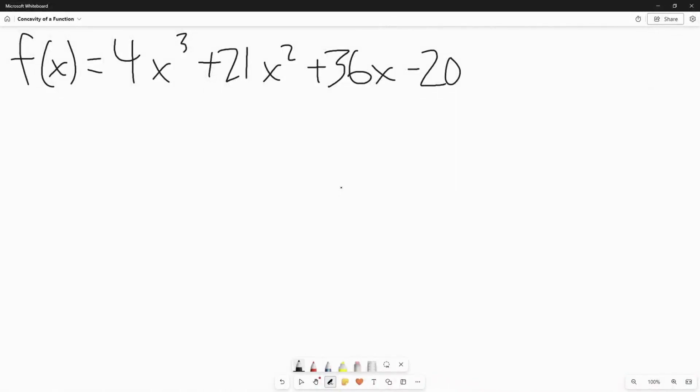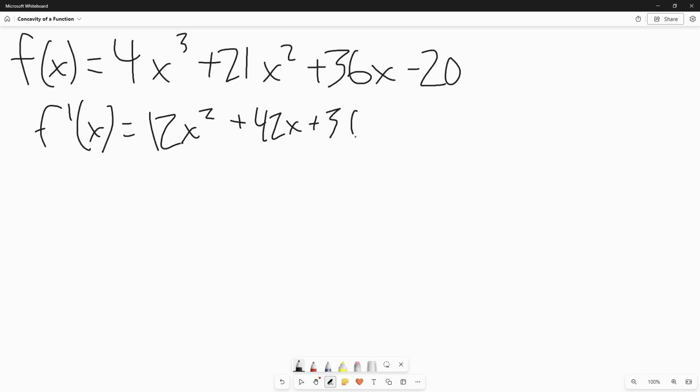So first, let's do an example so you really know what the steps are to determine the concavity of a function. The first step is to look at the function and find the second derivative of it. So f prime of x is equal to 12x squared plus 42x plus 36, and f double prime of x is equal to 24x plus 42. And there, we've determined the second derivative.